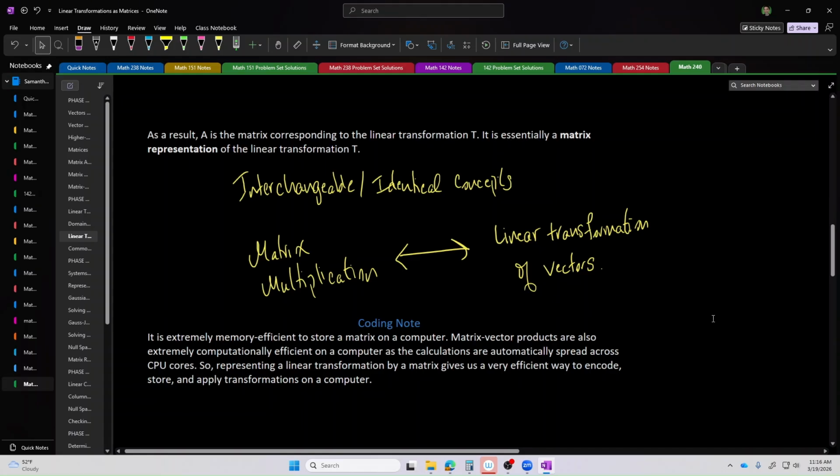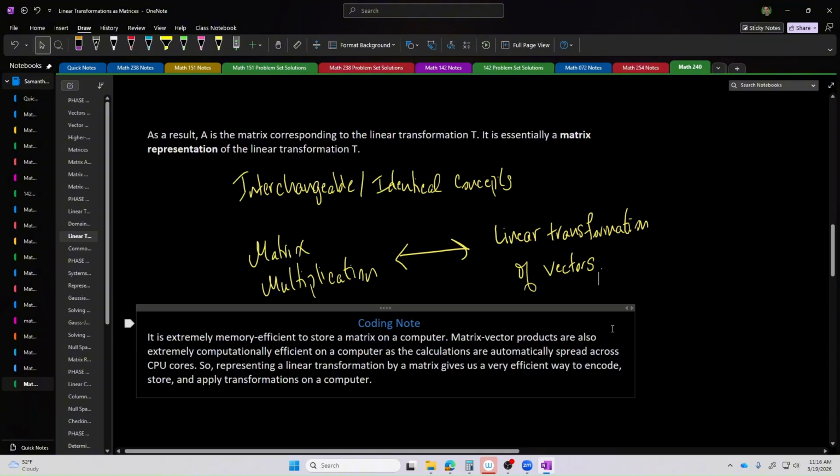And here we're going to talk now about how to take a given transformation and find the matrix that encodes and represents that transformation.